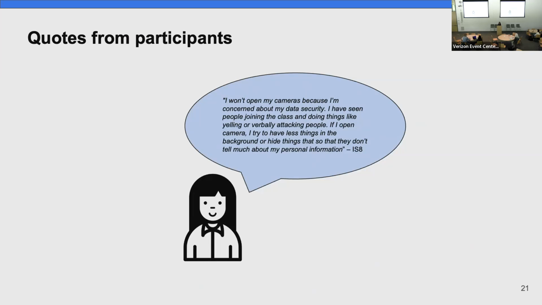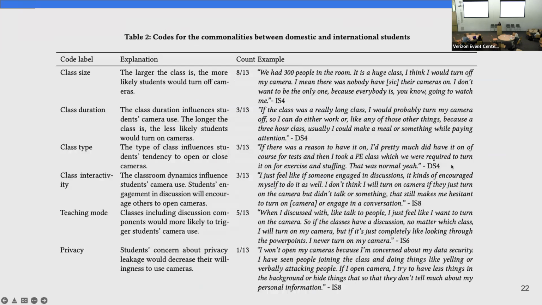be leaked. And this is a code table that illustrates the commonalities between domestic students and international students. And the count means how many students mentioned this in the interviews.